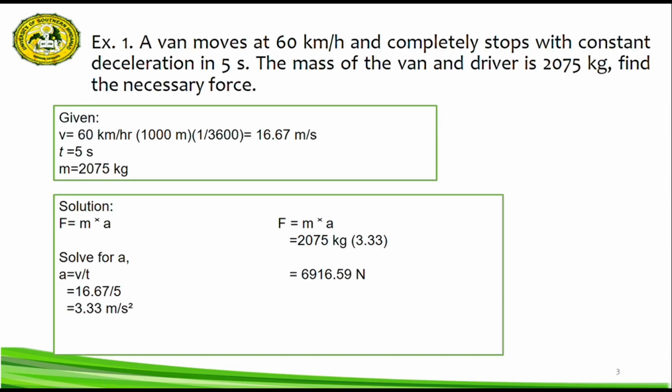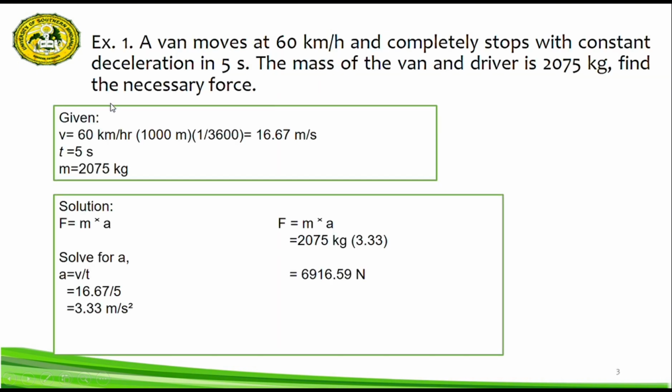So now we jump off with the problem solving. We have an example 1. A van moves at 60 km/h and completely stops with constant deceleration in 5 seconds. The mass of the van and the driver is 2075 kg. Find the necessary force. So in this problem, we are going to find the necessary force for a van that has a velocity of 60 km/h with a constant deceleration in 5 seconds.